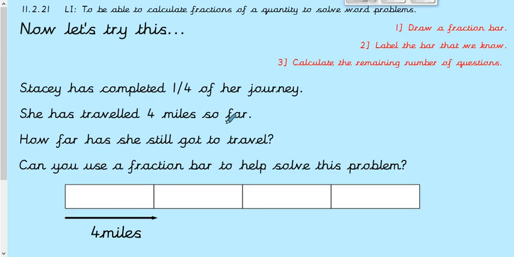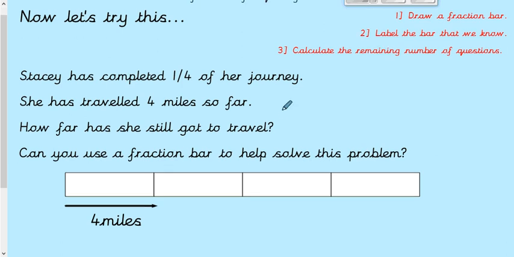Now moving on to this kind of question. So it says, Stacey has completed 1/4 of her journey. She has travelled 4 miles so far. How far has she still got to travel? Can you use a fraction bar to help solve this problem? So this one's a bit different. It's the same concept, but it is slightly different.